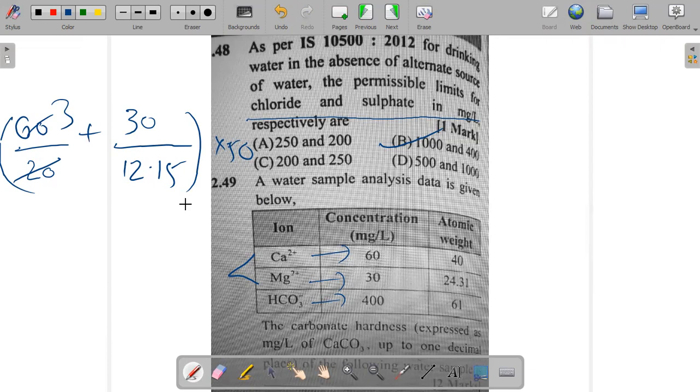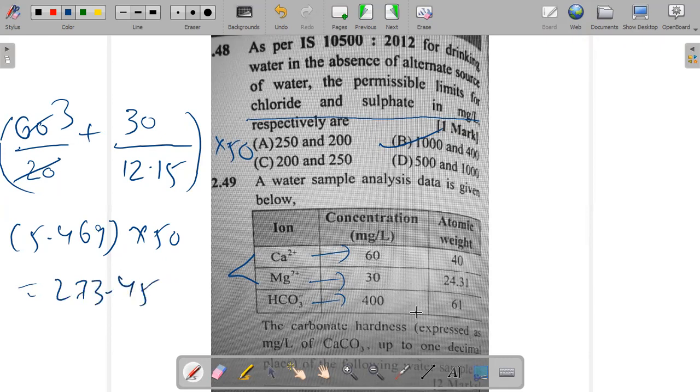So yeah, 30 divided by 12.15, we'll get about 2.46 plus 3. So we'll get 5.469 multiplied by 50. Multiplying it with 50, we'll get a value of 273.45, and that is total hardness.